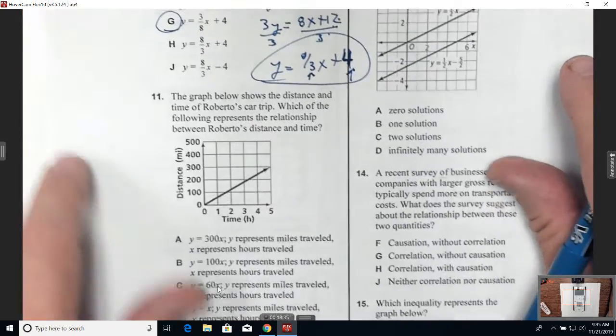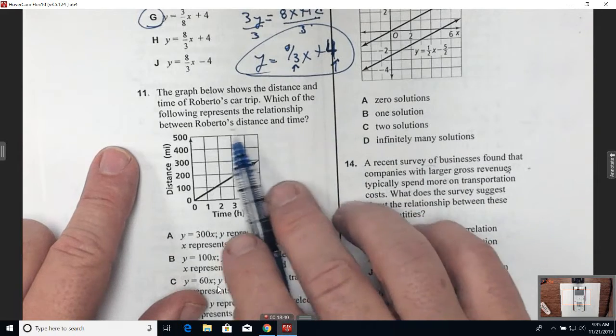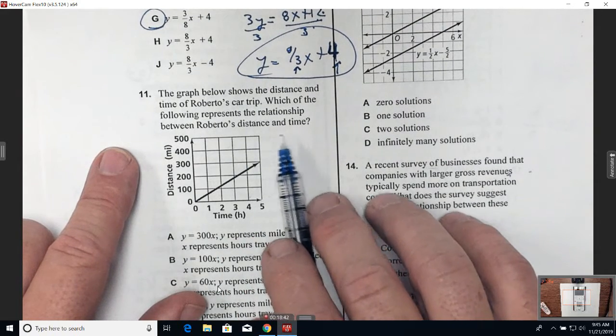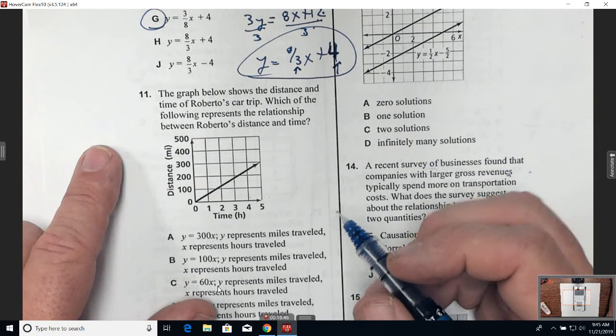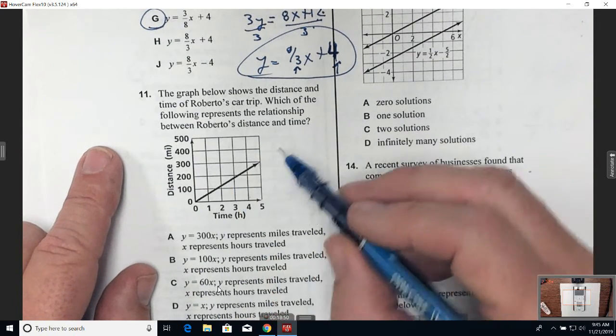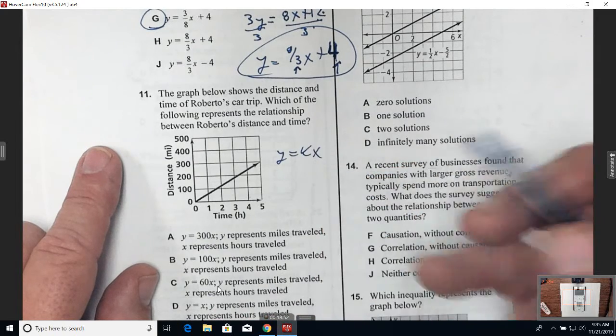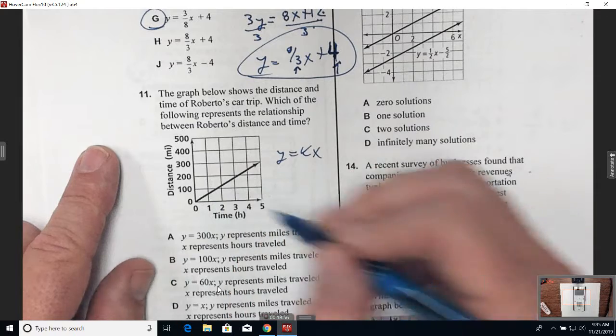Okay? Let's try to get 11 done. The graph below shows the distance and time of Roberto's car trip. Which of the following represents the relationship between Roberto's distance and time? So all I got to do is find the relationship between the distance and the time. So it looks like it's a direct variation in the form y is equal to k times x. So I just got to figure out my k value by taking one point and dividing it by another point.